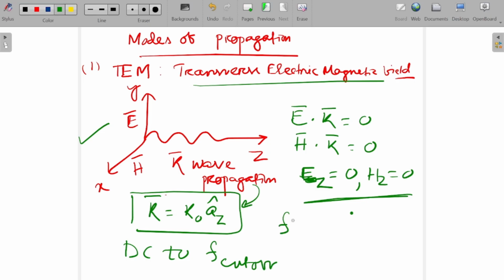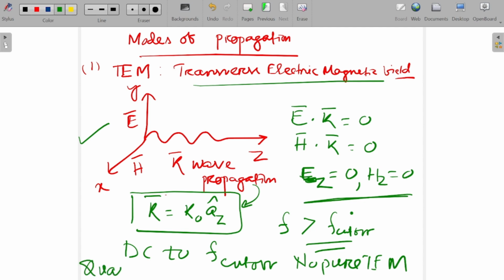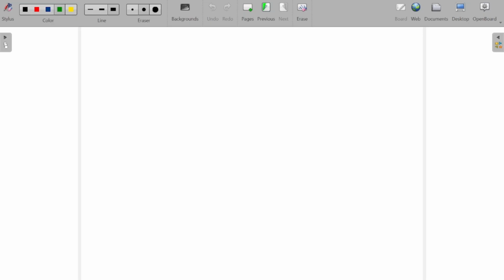If the frequency is more than that particular cutoff frequency, then there will be no pure TEM mode. That will be known as quasi-TEM mode. Okay.